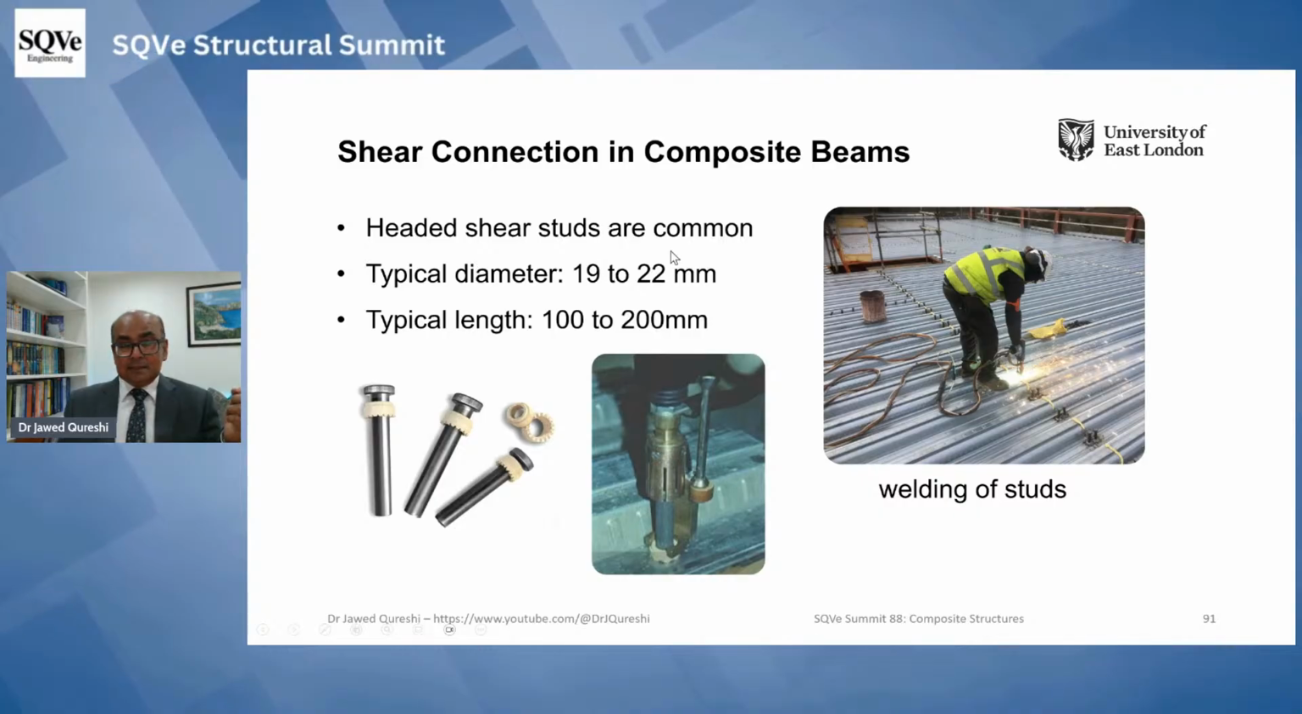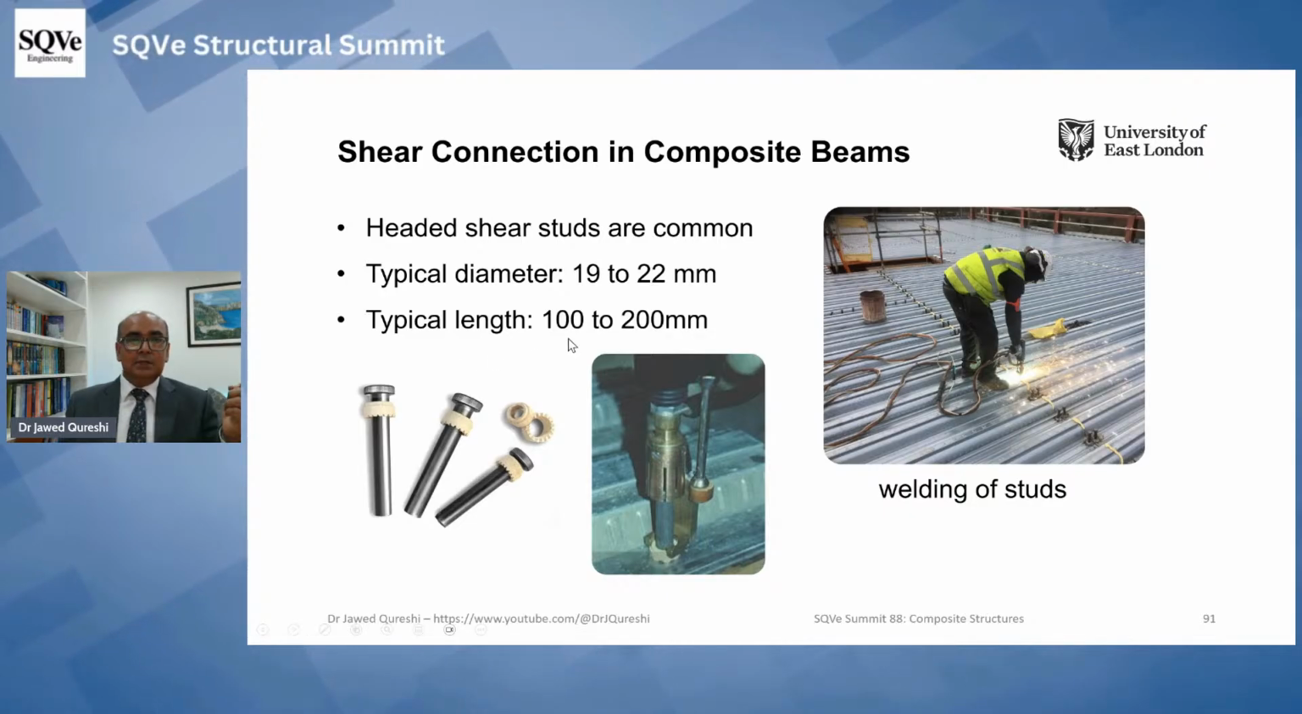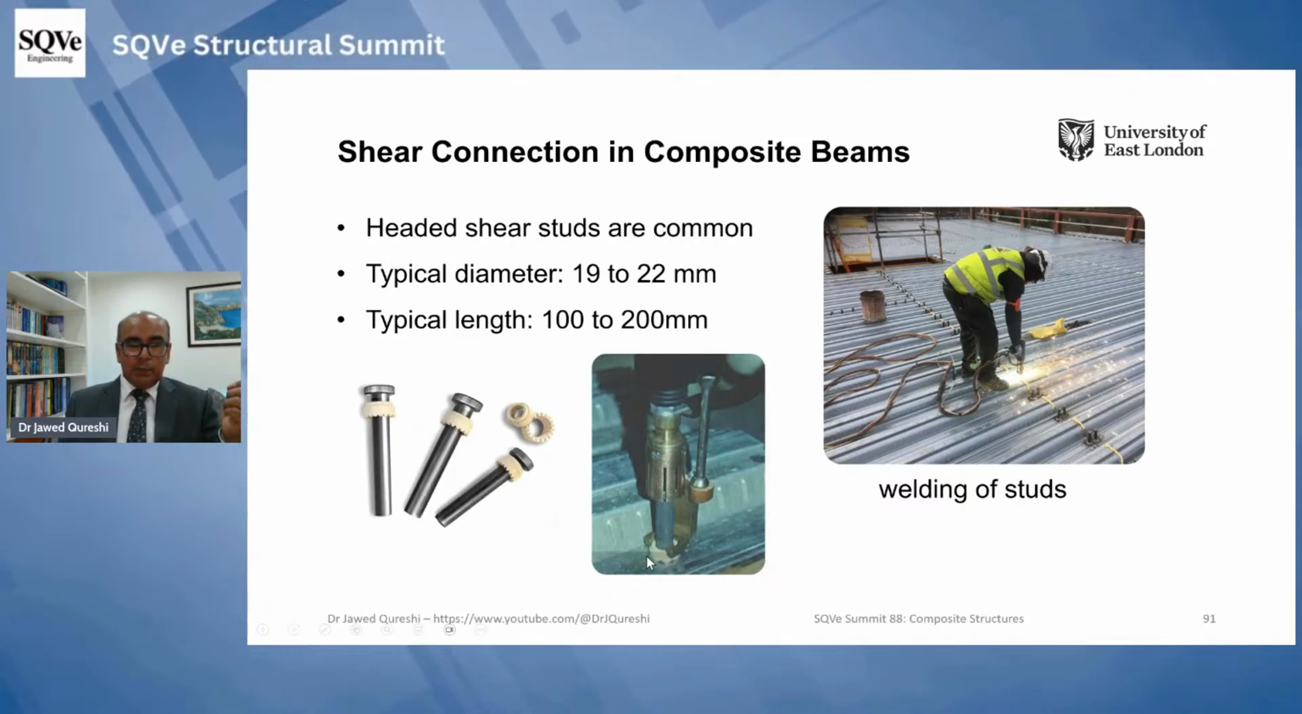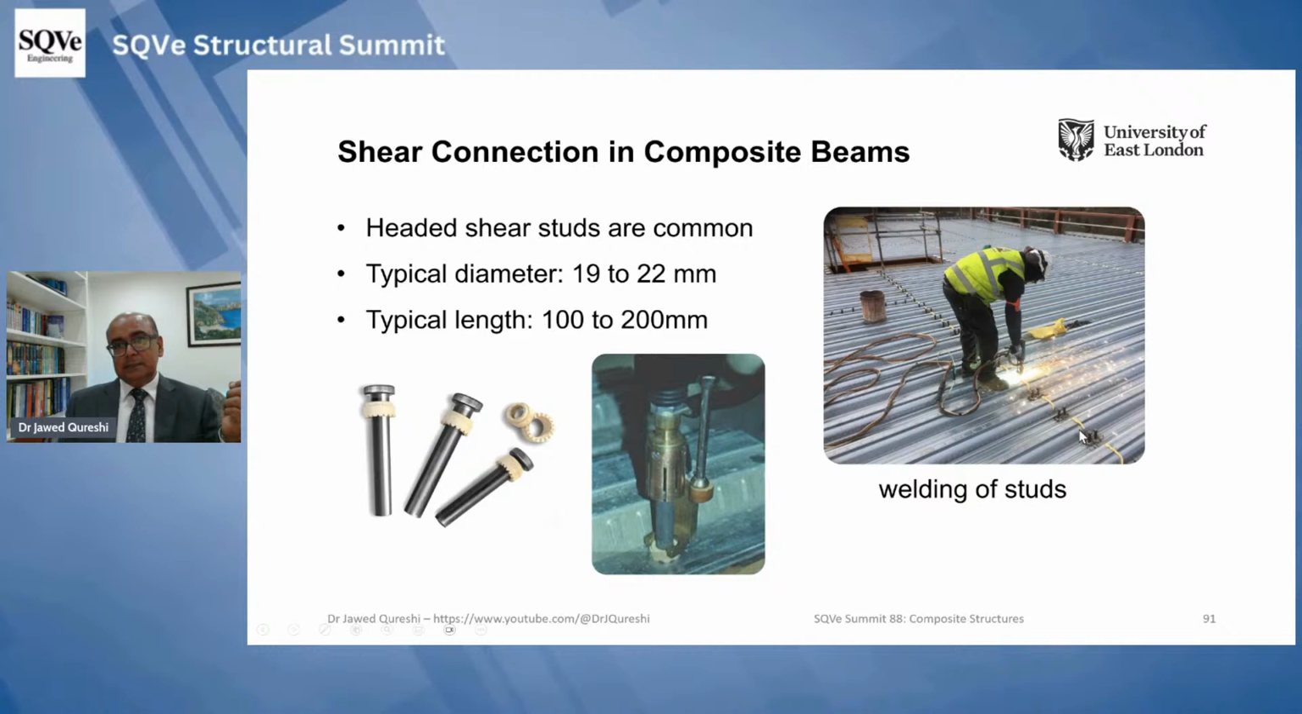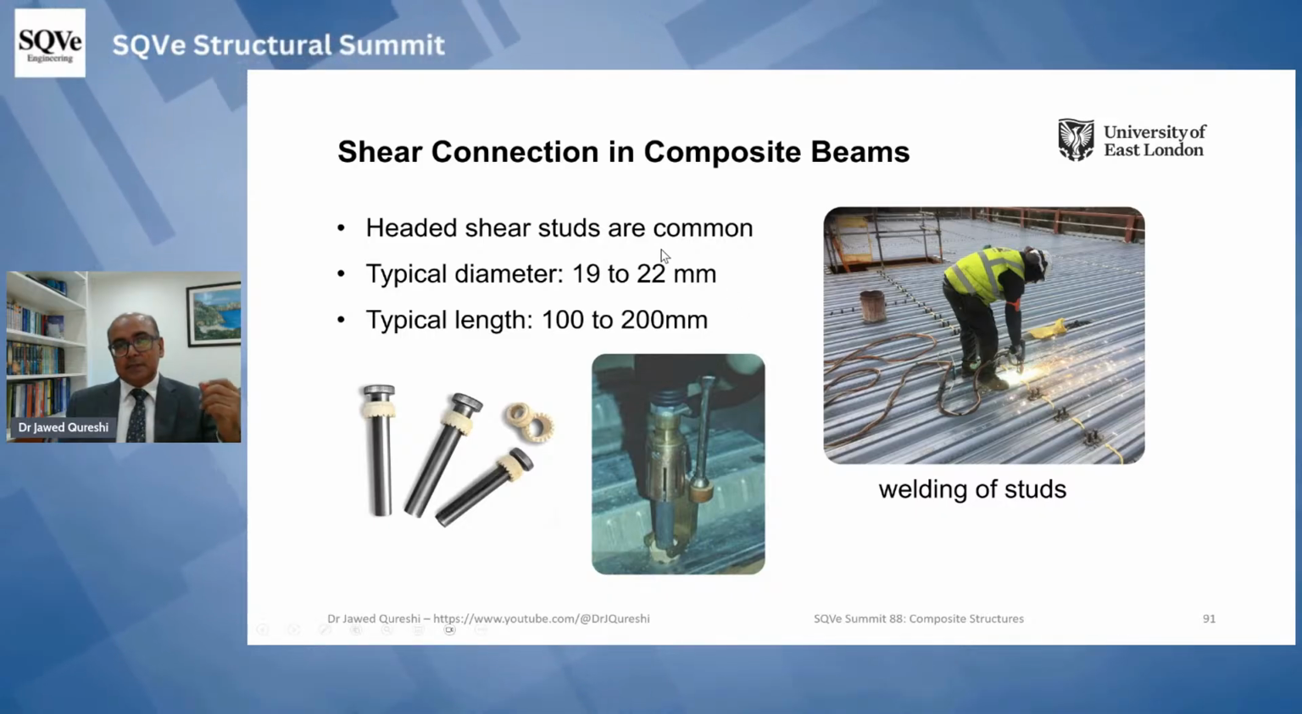Now, headed shear studs are the most common ones. The typical diameter ranges from 19 to 22 millimeter, and typical length ranges from 100 to 200. We bring these shear studs on site, and then we have this weld collar, and then this is typical welding of these shear studs. Important thing to note here is that in almost all design codes, the diameter should not exceed 22 millimeter, especially for building type design codes.